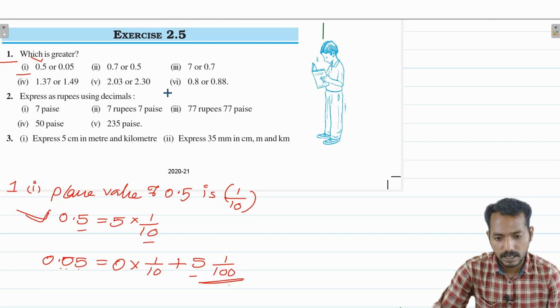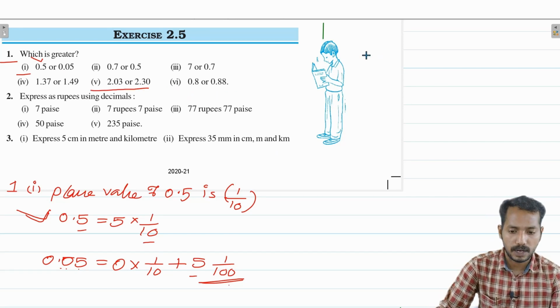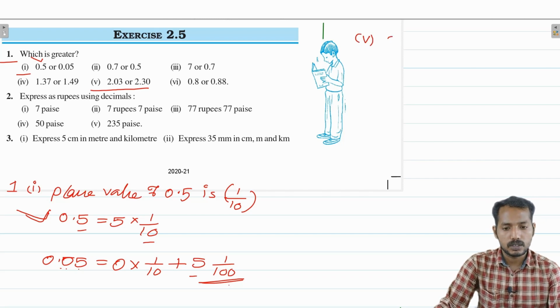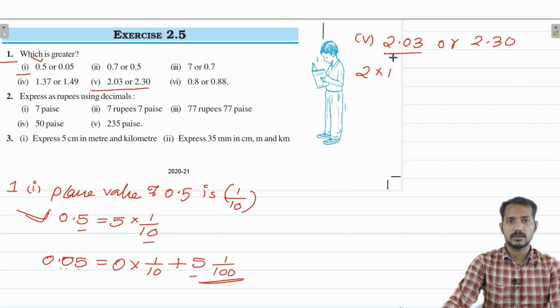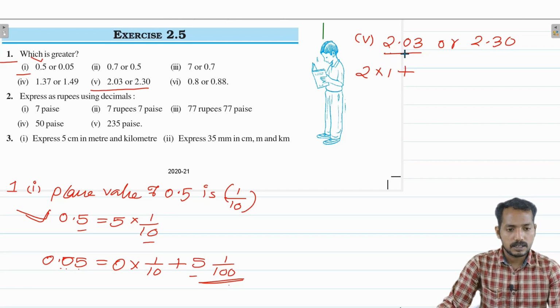Let's take one more example. Option number 5 I am taking here. In the case of option number 5, 2.03 or 2.30. Let's take the first number first, that is 2.03. The place value of 2 is ones because that is before the decimal point, plus 0 into 1 by 10 plus 3 into 1 by 100.